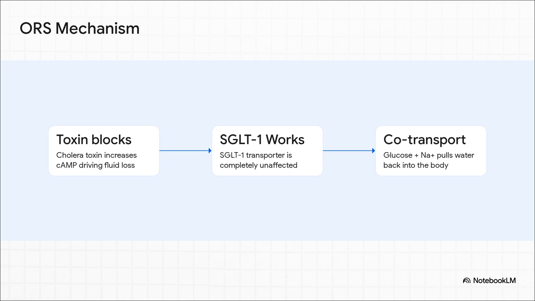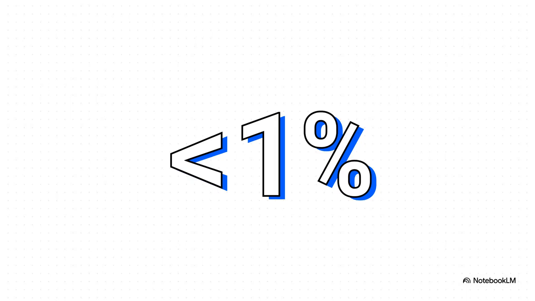So Step 3, if you give a patient a specific, calculated ratio of glucose and sodium together, they co-transport across the membrane. And as they do, they drag water back into the body with them, completely bypassing the cholera toxin's blockade. This incredibly simple solution, literally just the right mix of sugar, salt, and water, is nothing short of miraculous. Before ORS, untreated cholera had a mortality rate of greater than 50%. 50! By utilizing that physiological backdoor, ORS dropped cholera mortality down to less than 1%. It's a game changer that has saved tens of millions of lives.